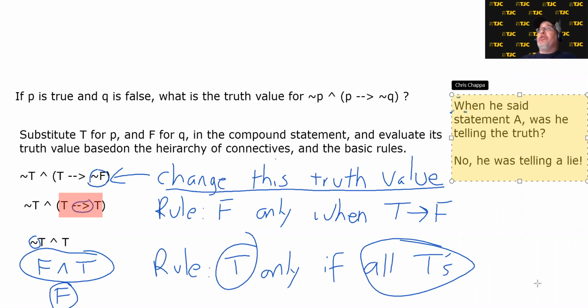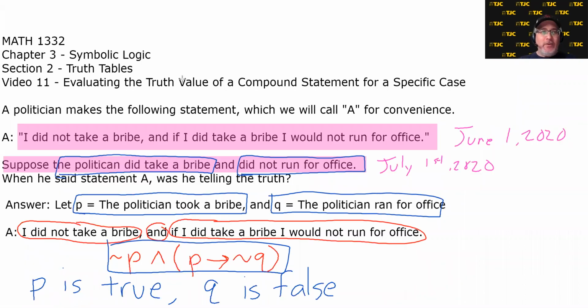Now, did he do the wrong thing? Yes, he took a bribe. He shouldn't have run for office. So I think we can agree he did the wrong thing. But what this means is when he said this first statement, the one right here, and then this happened, that made his first statement false. And actually, it was false right out the gate. We didn't even have to worry about the conditional. The minute he took a bribe, the statement was false.